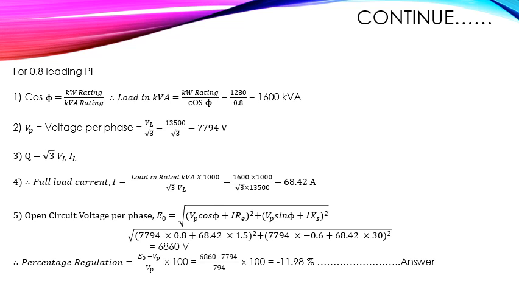Then we will see that the regulation comes with a minus sign, right? That's why this synchronous impedance method is also known as what? The pessimistic method, because whatever regulation we get here is always more than the expected values.